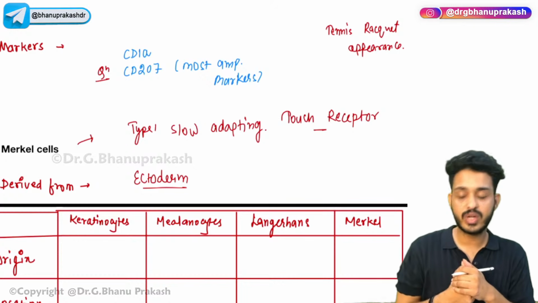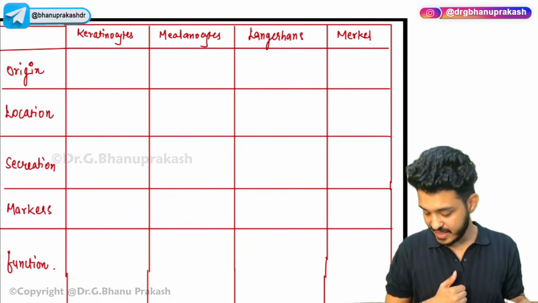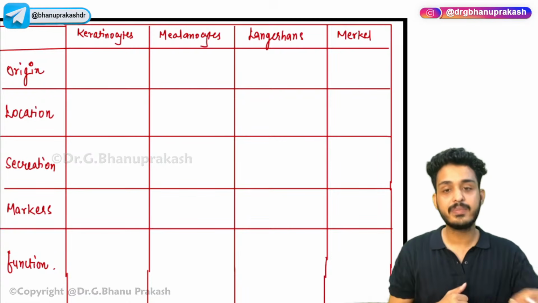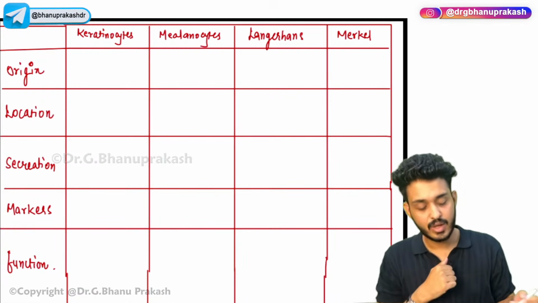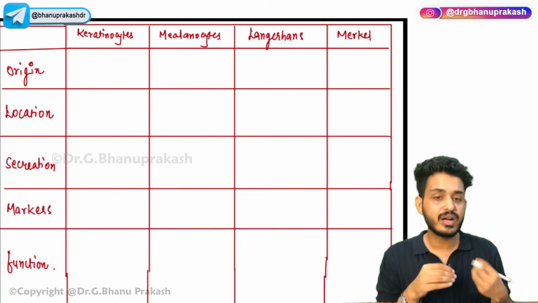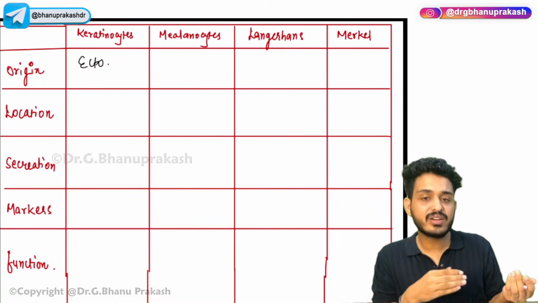So let's revise whatever we have studied till now. We will be revising each and everything, and we will be making a table, and you guys will be helping me to make this table. So try to answer. Keratinocytes, where do they originate from? They are coming from ectoderm. They are ectodermal in origin.